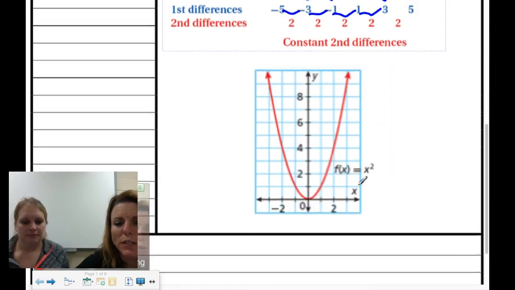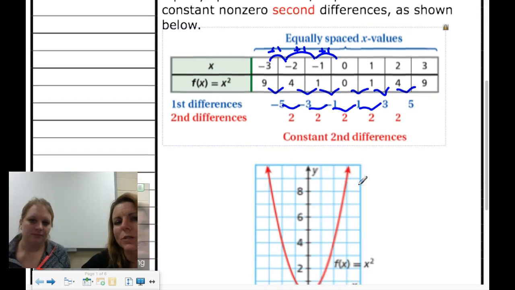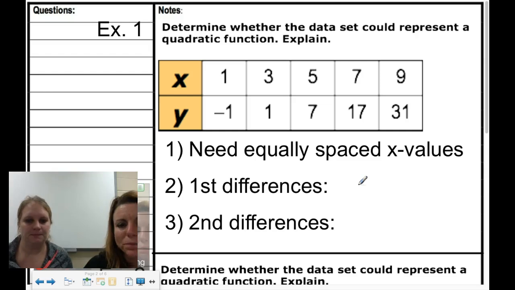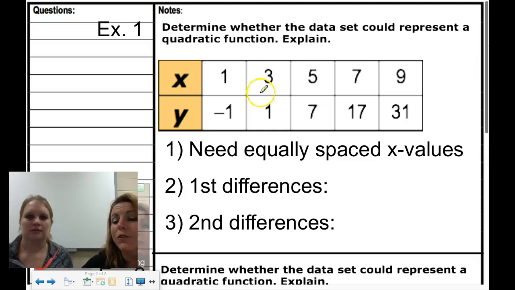So if we scroll down, I think all it's showing you is the graph for this set of data. Let's graph it. Okay, let's go to the next page. Determine whether the data set, so here's the question we're getting at, so you understand what we're even trying to do here. You are going to determine whether the data set could represent a quadratic function or not.